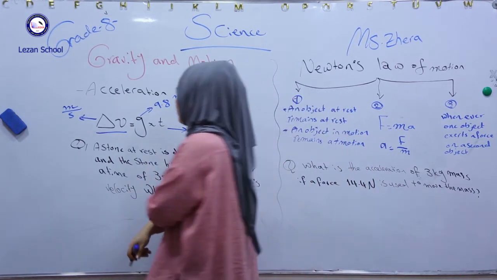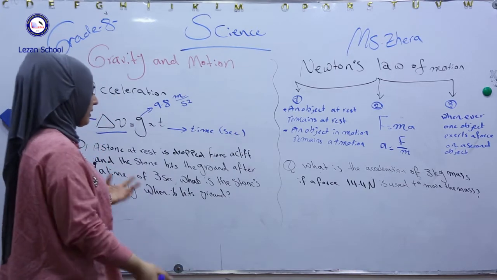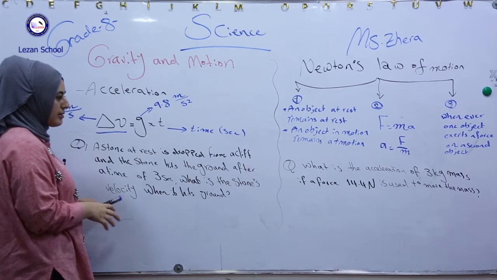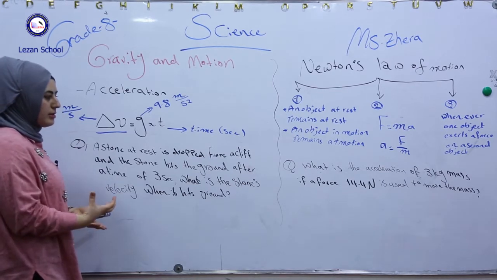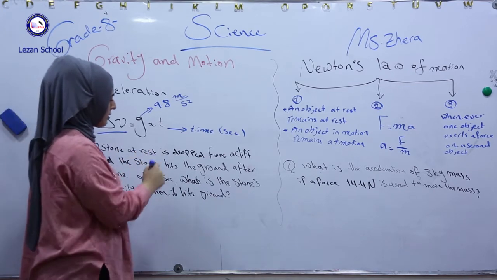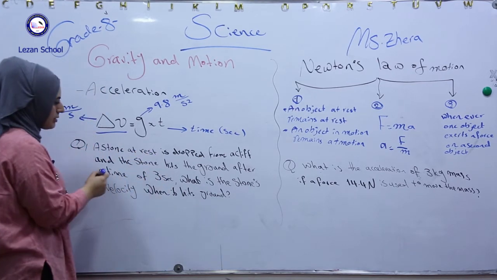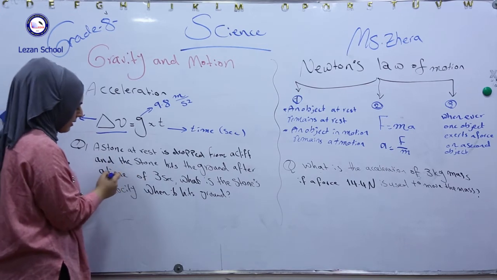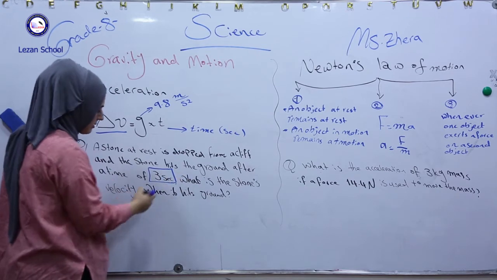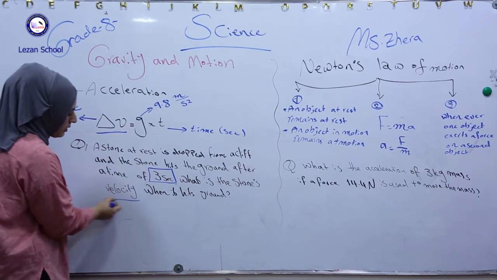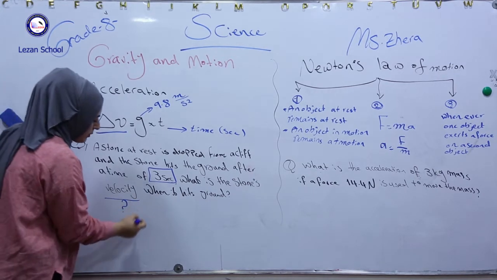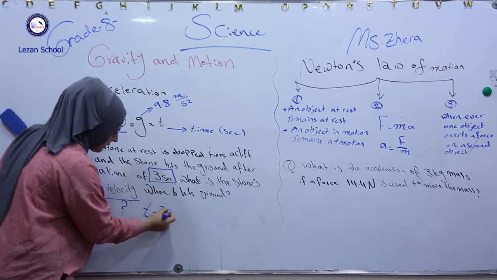We have a question here. To solve it, we have to explain what we have and what we need. In the exam, read the question first, and after that separate what information we have and what we need. A stone at rest is dropped from a cliff, and the stone hits the ground after 3 seconds. What is the stone's velocity? What we need is the velocity when it hits the ground. Here we have the information t equals 3 seconds.